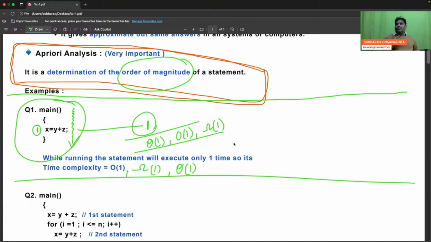Time complexity of this program. Then what is the type of CPU? That means you are not following priori analysis, you are following the posteriori analysis. A total industry follows priori analysis only.